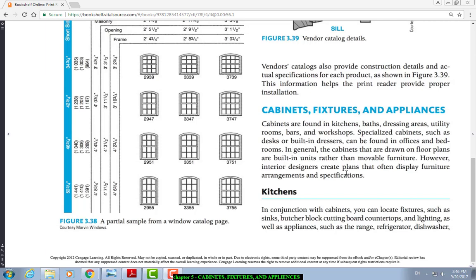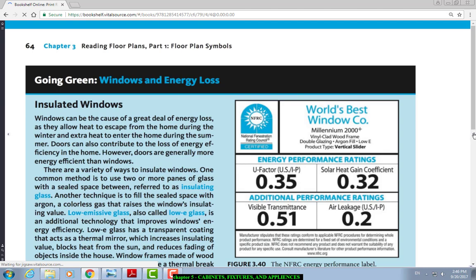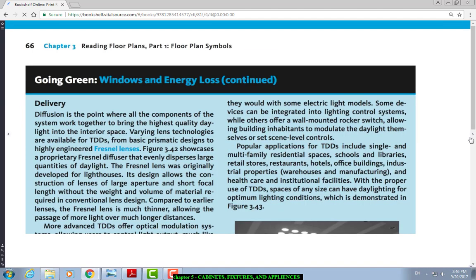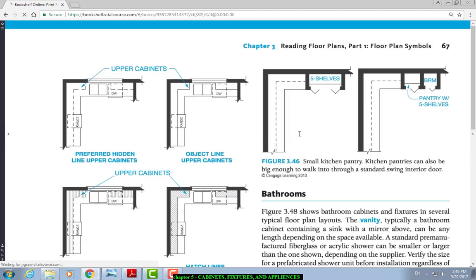Cabinets, fixtures, and appliances. How do we draw these, and what do they represent when you're reading them? If you see a kitchen, you need to know what it is that you're looking at. So we continue here. I think we discussed this already.